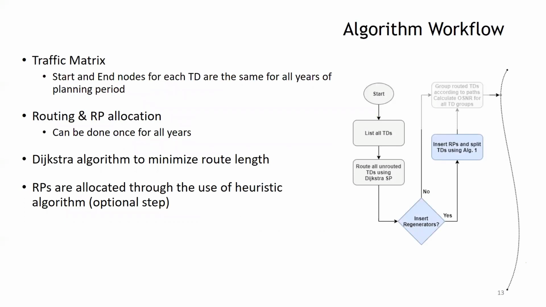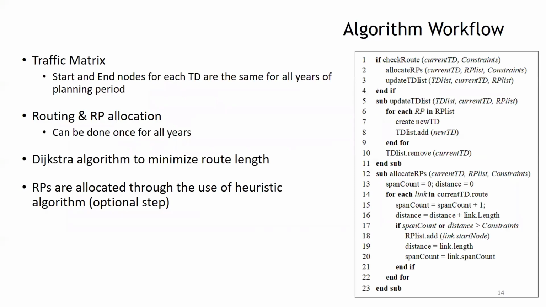The routing is done through the use of the Dijkstra algorithm, which minimizes route length. Afterwards, regenerator placement can be done. In other words, for each period of planning, we consider two scenarios of transceiver allocation, with and without regenerator placement. In the scenario with regenerator placement, the route with parameters exceeding the maximum length and maximum number of spans in a route is replaced by a set of routed demands of shorter length. These new routed traffic demands meet the constraints.